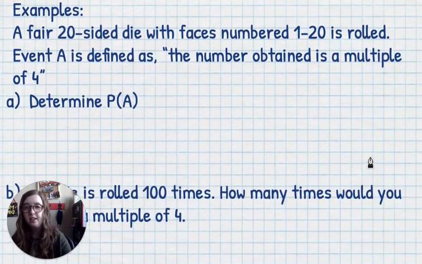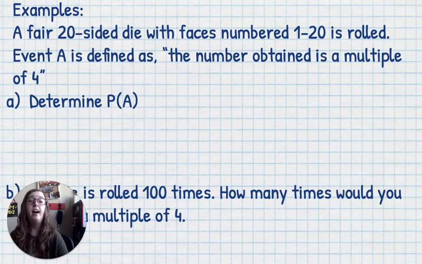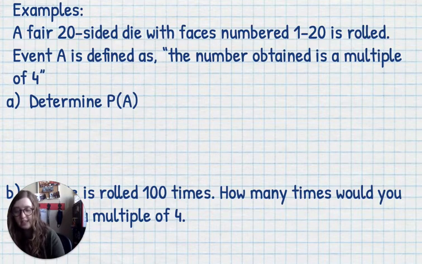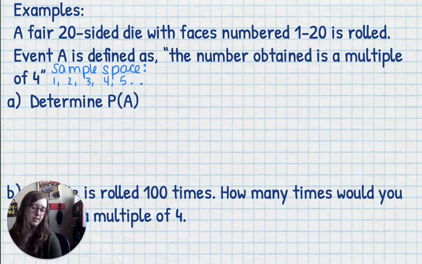Okay, so a fair 20-sided die with faces numbered 1 through 20 is rolled. The event A is defined as the number obtained is a multiple of 4. So we want to find the probability of A. So first of all, and it's not that this matters very much, but I just want to point something out real quick. Let's talk about what the sample space is of this guy. So sample space is a list of all of your outcomes. So we could get 1, 2, 3, 4, 5, 6, 7, 8, all the way up to 20, right?